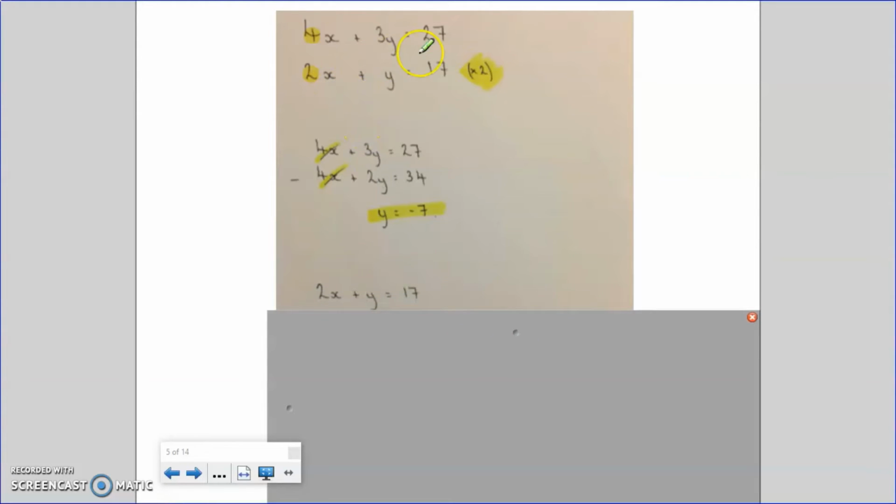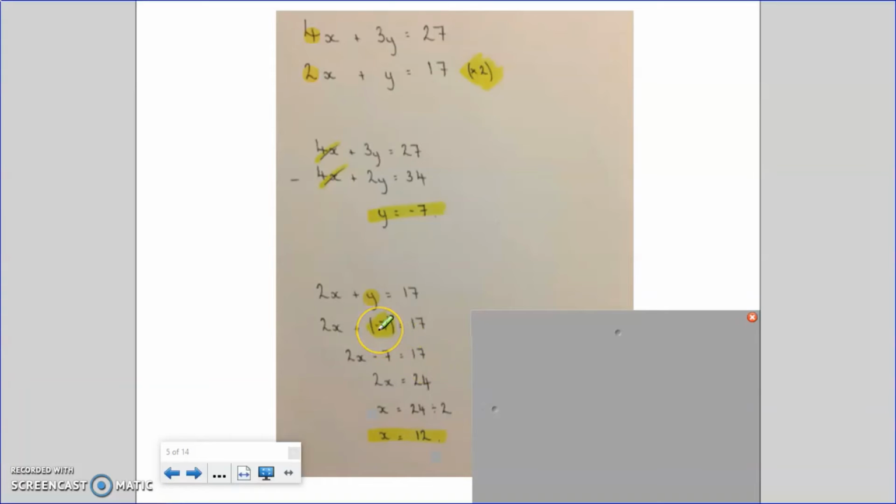I then choose an equation. I could have chosen any equation at the top of the screen here. I've chosen this one because it looks a bit simpler. I now know y is minus 7, so I'm going to substitute y equals minus 7 into this equation, and then I'm going to solve the equation to find x.